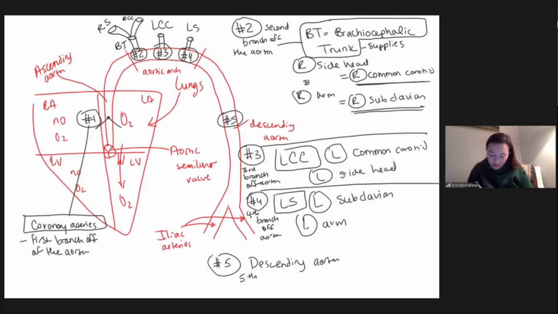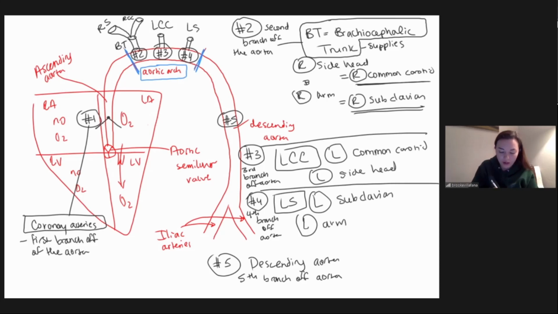But then it gets a little tricky for the test because we also could ask you, what's the branch off the aortic arch? I'm going to try to make this blue to kind of stand out. So if we're talking about the aortic arch, let's erase this. The aortic arch is kind of this part where it's tall and curved. It doesn't start with the coronary arteries. Does that make sense? Because the coronary arteries are way before the aortic arch. So the first branch off the aortic arch is also the brachiocephalic trunk.